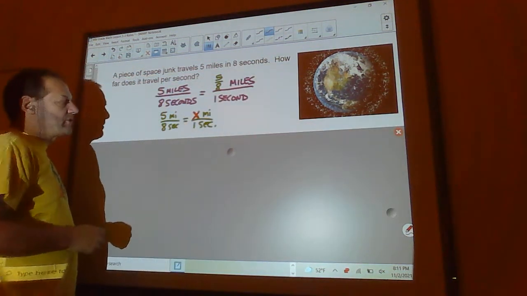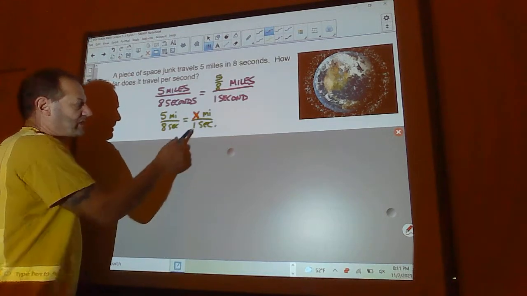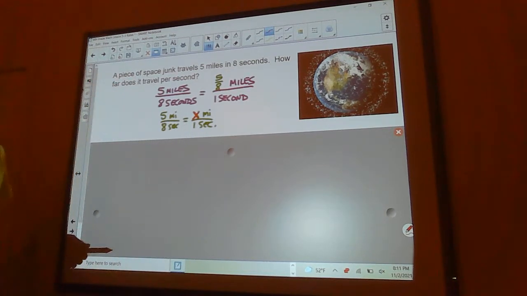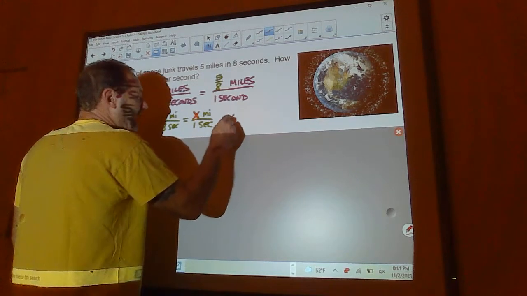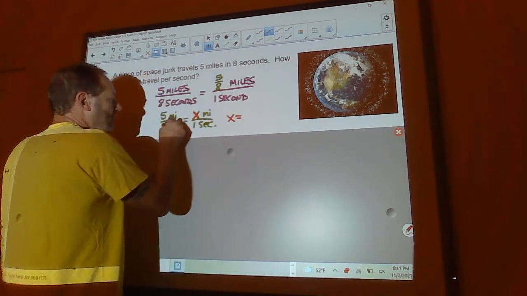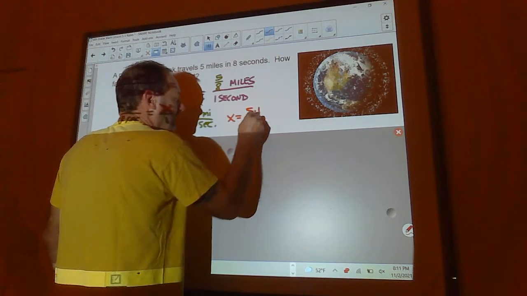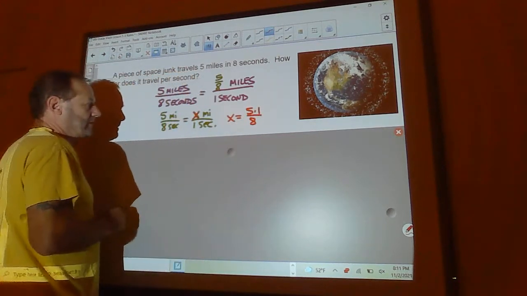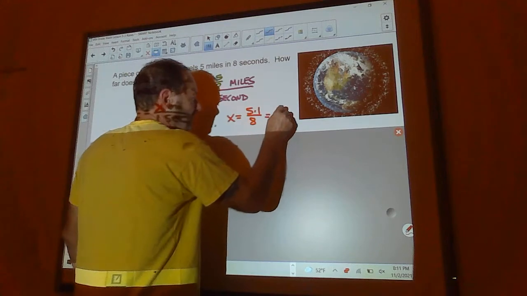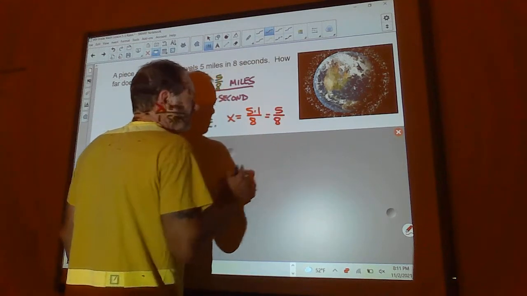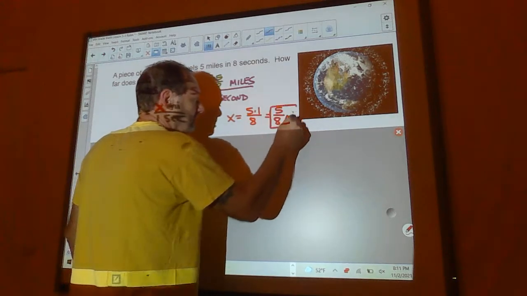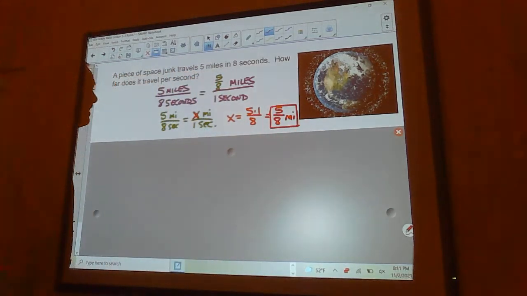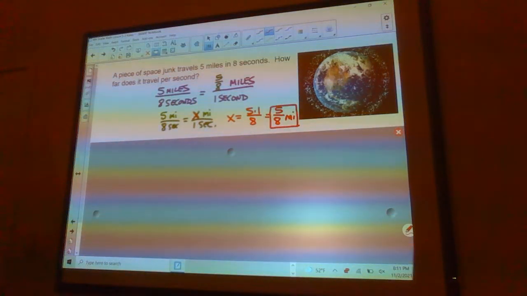I'm missing the x. So what you do is you take the other 3 numbers, you take the 2 numbers that are diagonal from each other, you multiply them together, and then you divide by the other one. So x will equal 5 times 1 divided by 8. And that comes out to be 5/8. And that's in miles. It's going to travel 5/8 of a mile per second. Pretty fast.